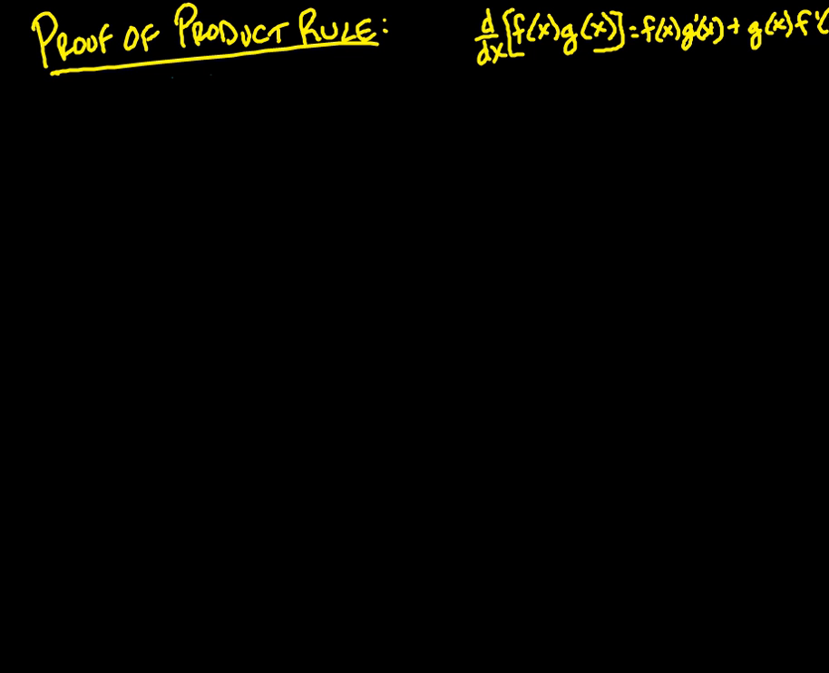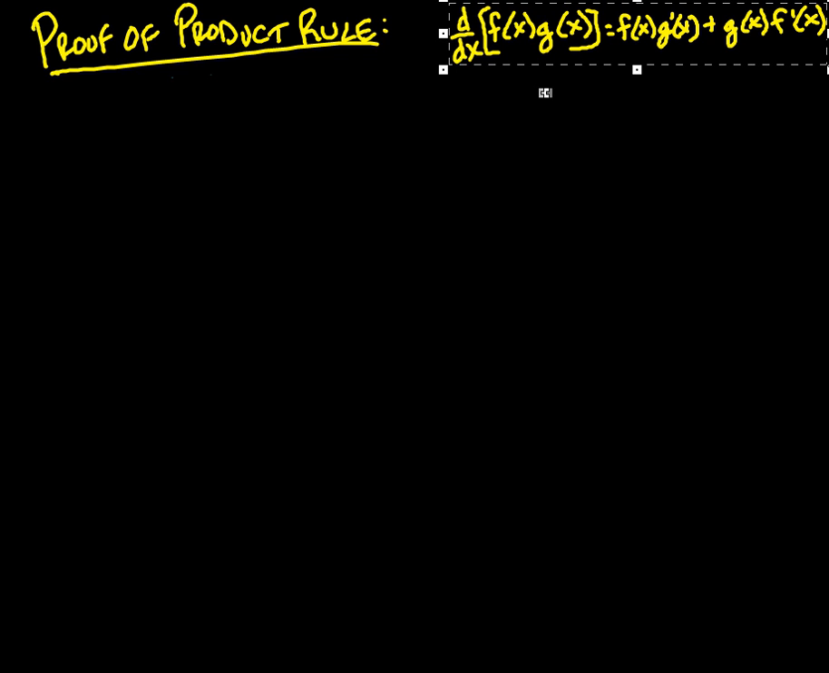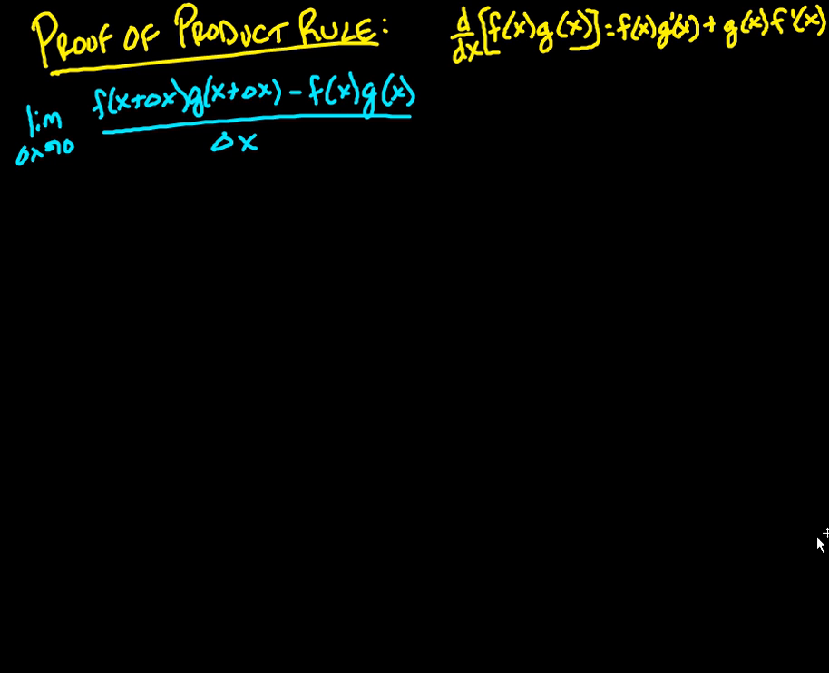What I'd like to look at today is the product rule and the quotient rule. We're actually going to prove why these product and quotient rules work using the definition of the derivative. So, as a reminder, we can use the definition of a derivative, which is f of x plus delta x minus the function at x all over delta x.